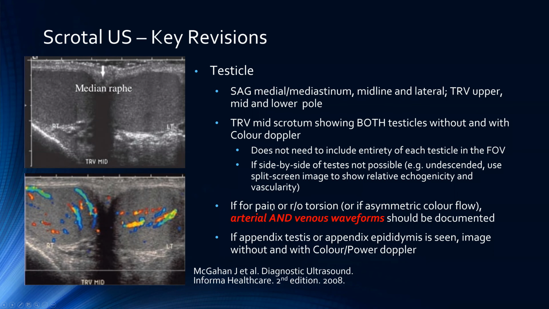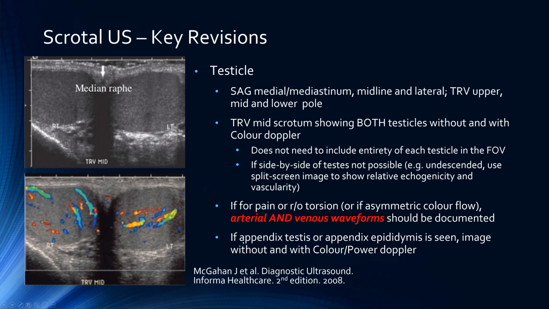Again, in any cases of pain or torsion, and this goes for ovarian torsion as well, or investigation of pelvic pain in a female, we really need to make sure that we're obtaining as best we can arterial and venous waveforms in both the testicles or both the ovaries. Obviously, this is not going to be possible in every patient because of technical limitations, but generally, at least in the scrotum, this should be possible to get both.